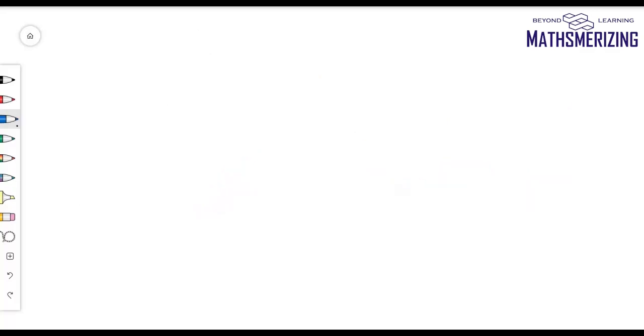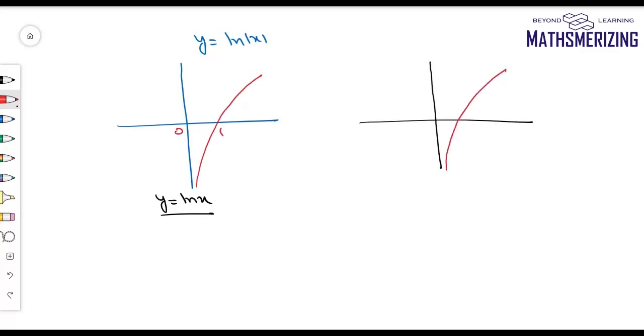Now what about this? y equals ln mod x. So I'll draw the graph of y equals log x. For the transformation, I'll erase the graph from the second and third quadrant. So basically there is nothing in the second and third quadrant, and then I'll take the reflection of right on left. So that is the graph of y equals log mod x.